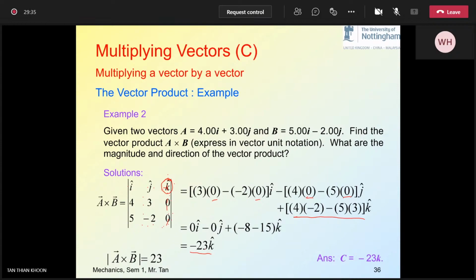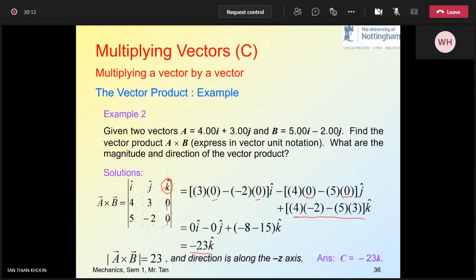Because K is a unit vector, its magnitude is 1. And of course the direction is the negative z-axis. So if the question wants us to give the answer in terms of magnitude and direction, we have the magnitude and direction. So the question is very direct.